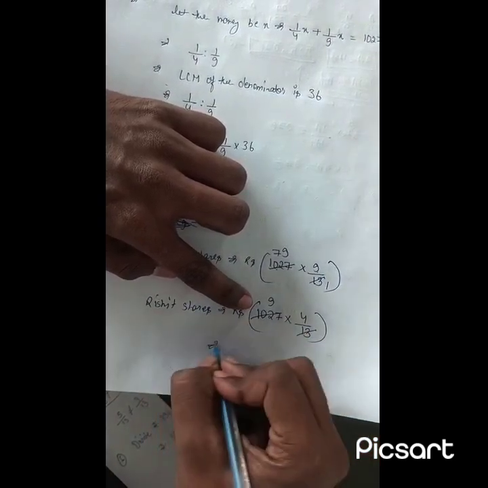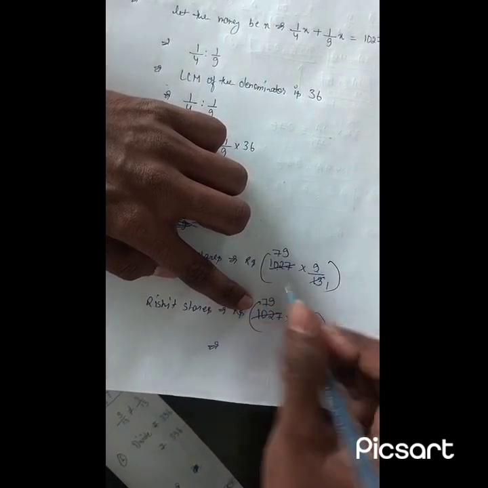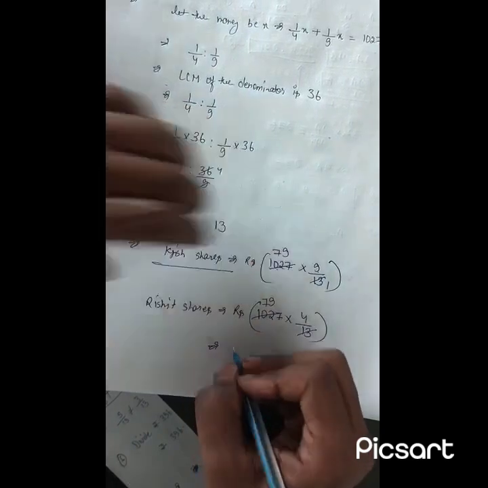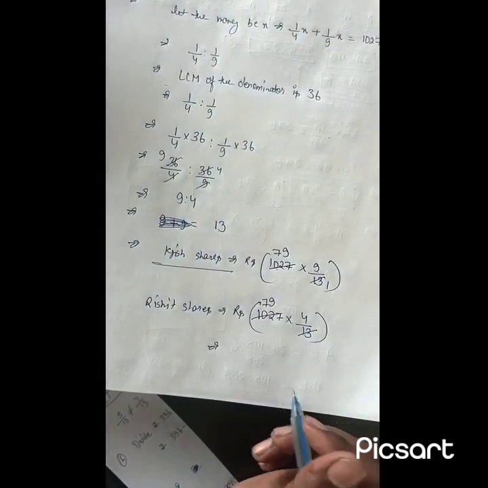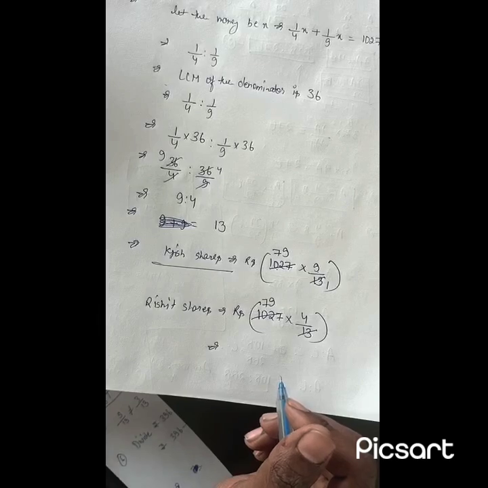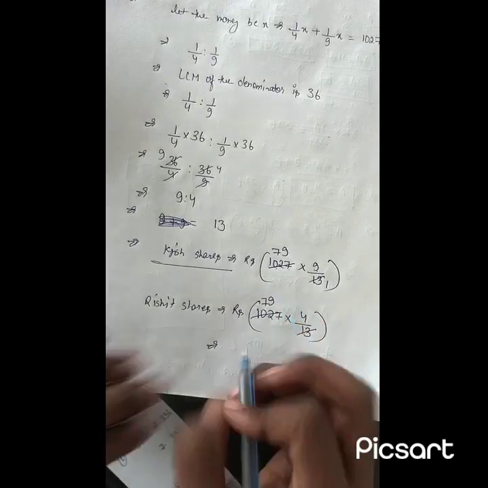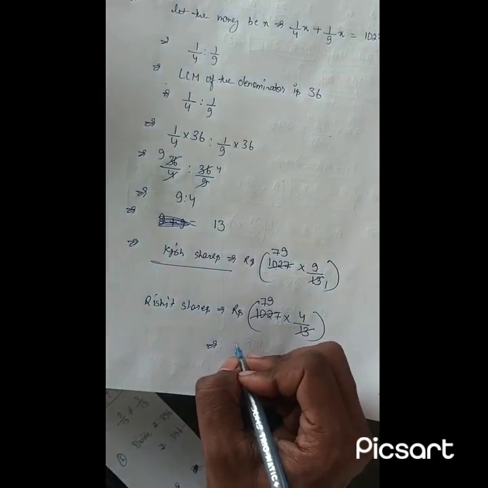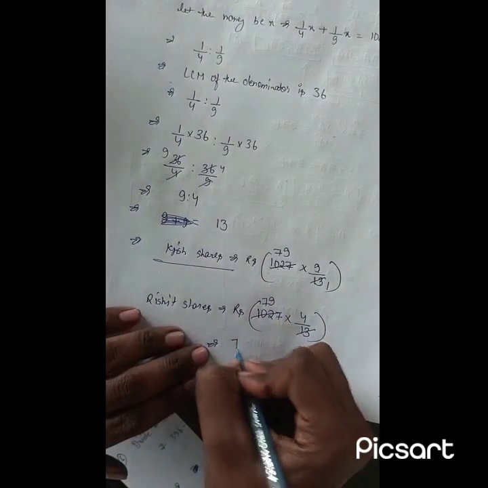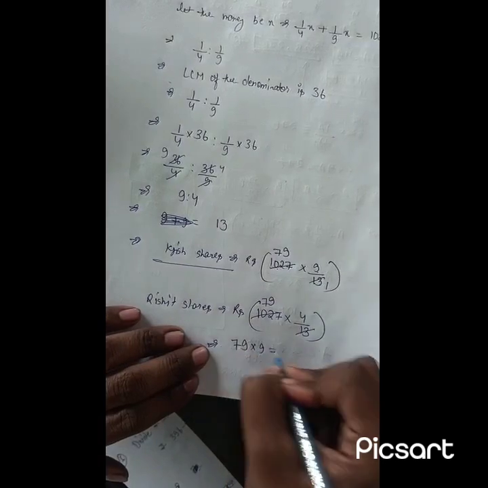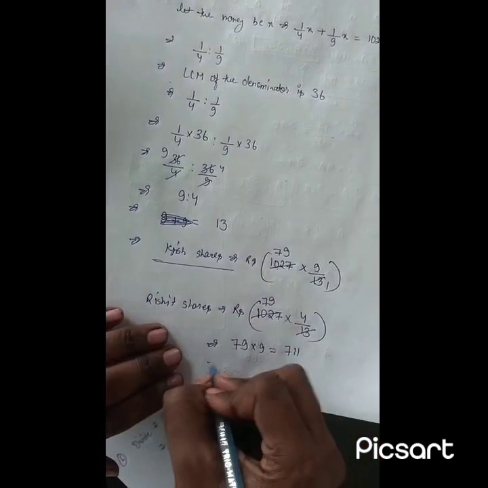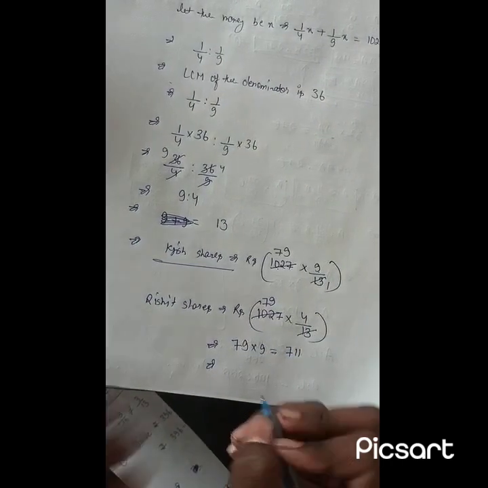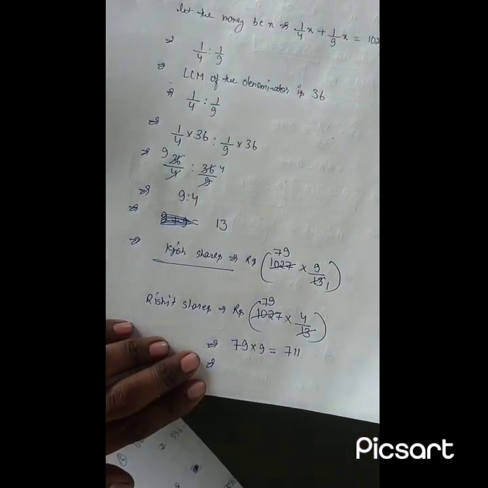Now what we have to do, 79. Now we have 79. Krish share is 79 into 9. Krish share it is 79 into 9, that is 711. And Rishit share is 79 into 4, that is 316.